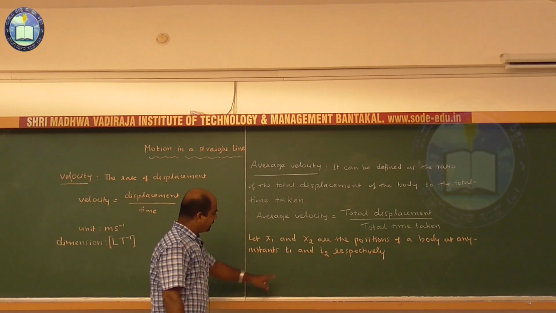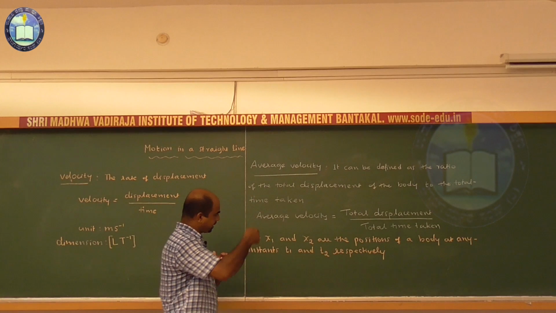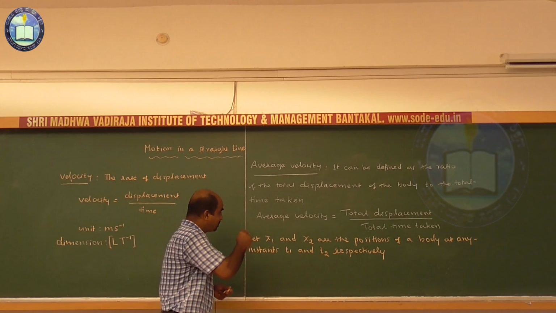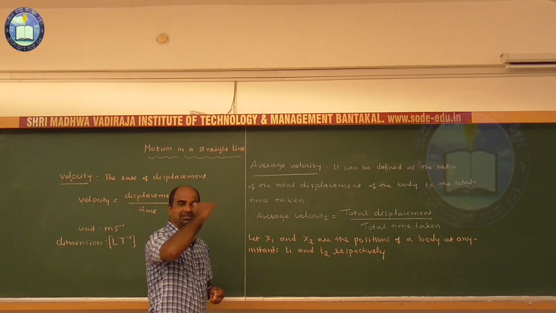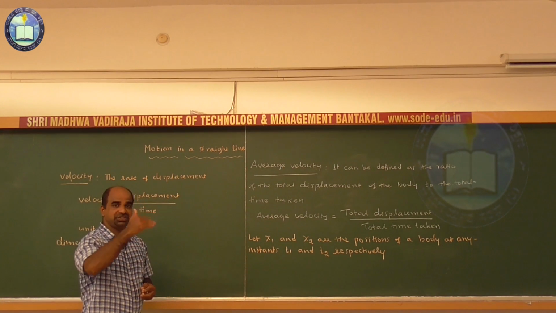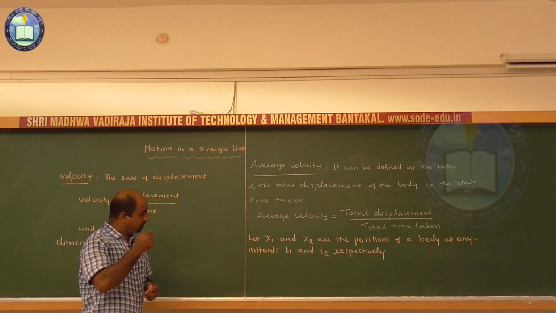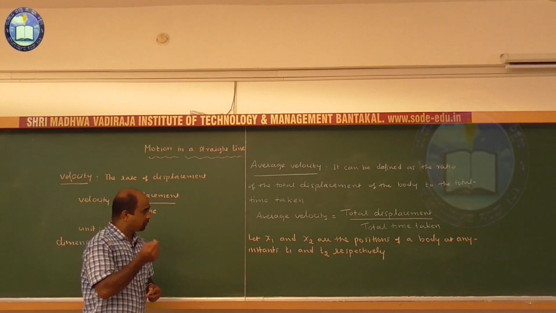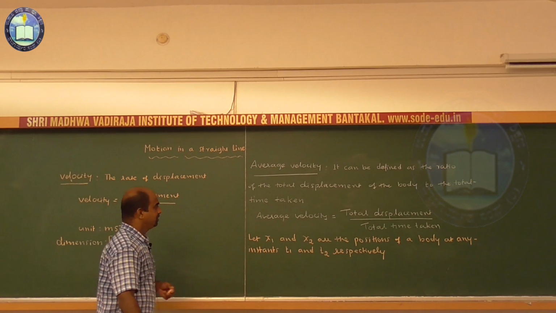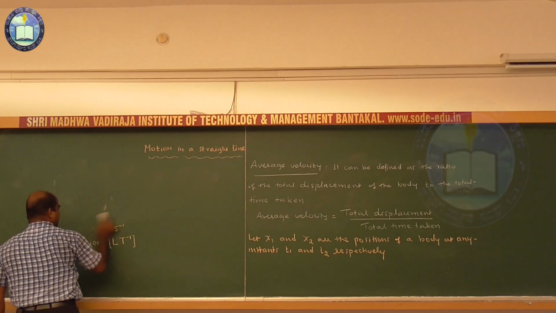What you understood from this discussion, students? See, at time t1, the body is at position x1. At time t2, the body is at position x2. Now, what is the displacement of the body? x2 minus x1. That is, changing position in a particular direction. What is the time taken by the body to change position from x1 to x2? t2 minus t1.